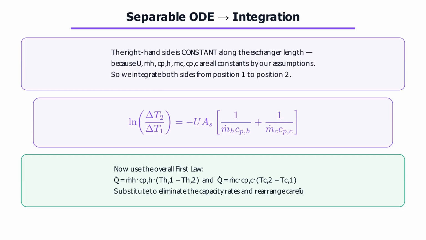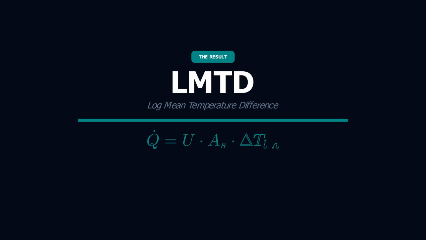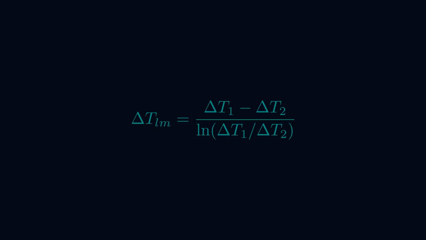Now we use the overall first law energy balance. Q dot equals m dot h times CPH times the total hot side temperature change and equals m dot c times CPC times the total cold side temperature change, to substitute and eliminate the capacity rates. After careful rearrangement, Q dot equals U times AS times delta T Lm, where the log mean temperature difference is delta T Lm equals delta T1 minus delta T2 divided by ln of delta T1 over delta T2.